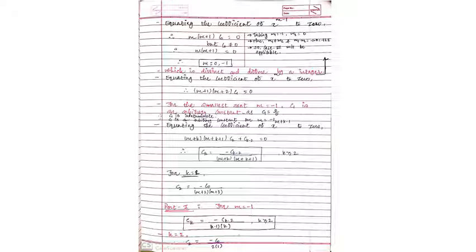So equating the coefficients of x^(m-1) to 0, all the coefficients of x will be 0. The first term you are getting is m(m+1)c0 equals 0. But as you know, c0 cannot be 0. So m(m+1) equals 0, and from that you find m equals 0 and minus 1.